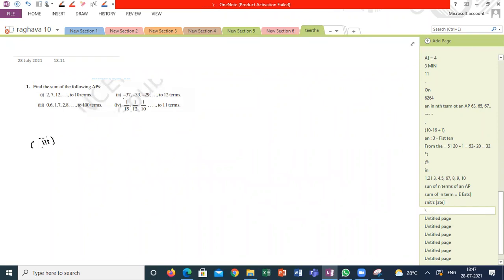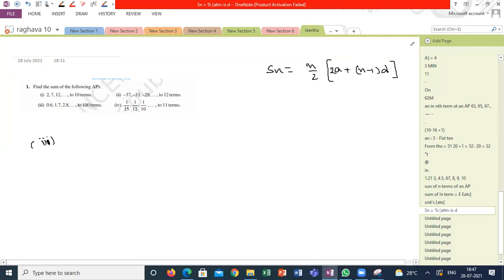For the remaining 3 questions, we are going to use Sn is equal to n by 2 into (2a plus (n minus 1) into d) only. Please solve the remaining 3 questions and give me the answer. Please, guys, I will wait for 5 minutes. 1847. I will ask you 1852. Correct.